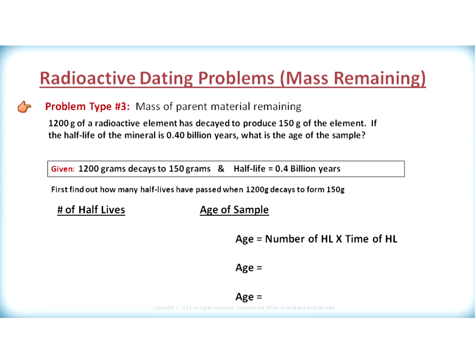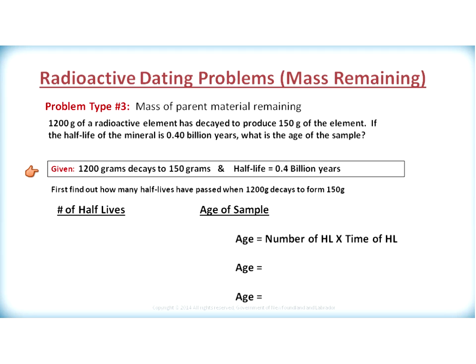Radioactive problem number 3. In this type of radioactive problem, we're generally given the mass of the sample. The problem reads, 1,200 grams of radioactive element has decayed to produce 150 grams of the element. If the half-life of the material is 0.40 billion years, what is the age of the sample?